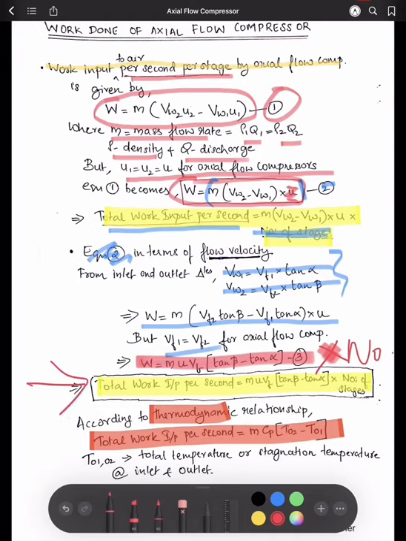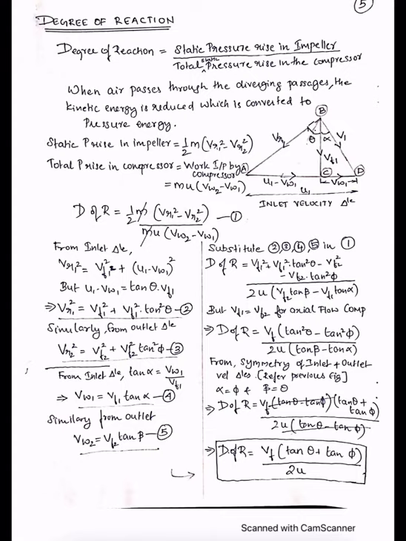Clear? Now we can find the thermodynamic equation also, which is given by m Cp (T02 minus T01), where T02 and T01 are total temperature or stagnation temperature, which I have previously explained. Clear? So next I'll explain what is degree of reaction.